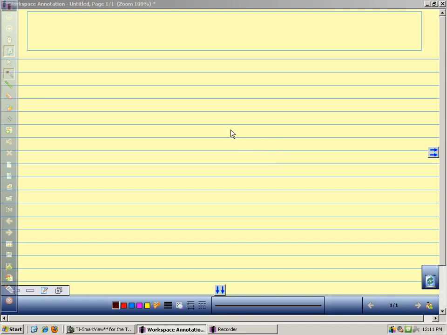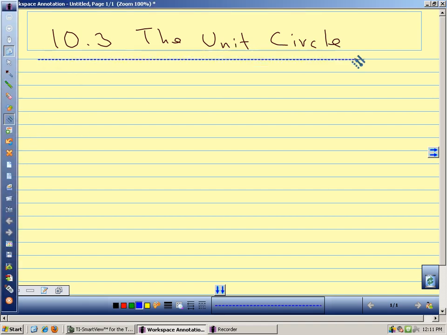We are in section 10.3. Now we're talking about the unit circle.